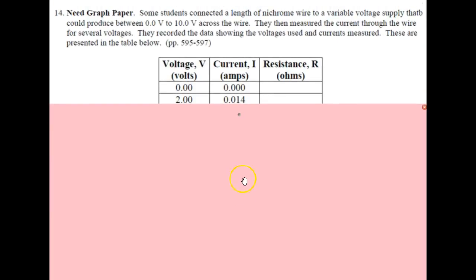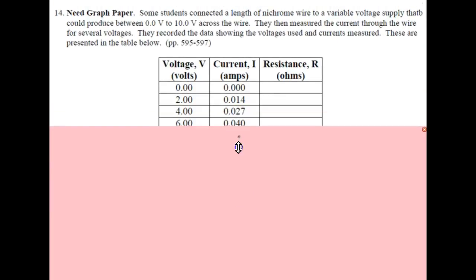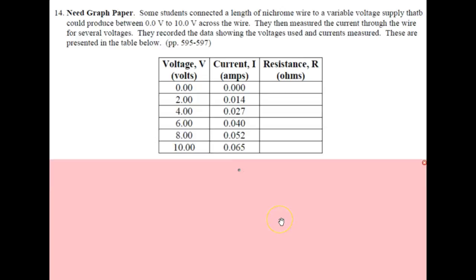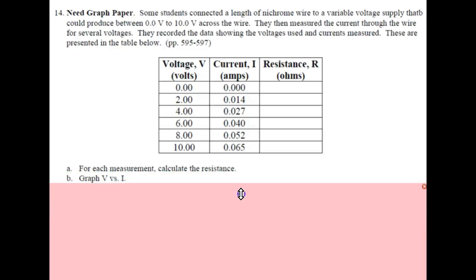Some students connect a length of nichrome wire to a variable voltage supply that could produce between 0 and 10 volts across the wire. They then measure the current through the wire for several voltages. They record the data showing the voltages used and the currents measured. These are presented in the table below.